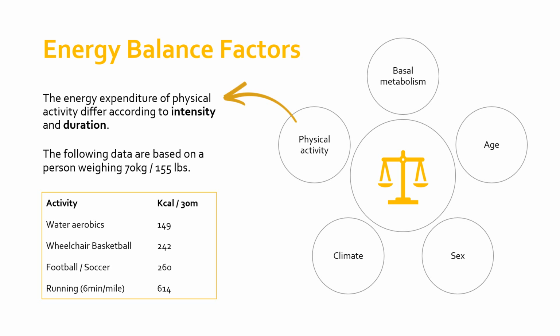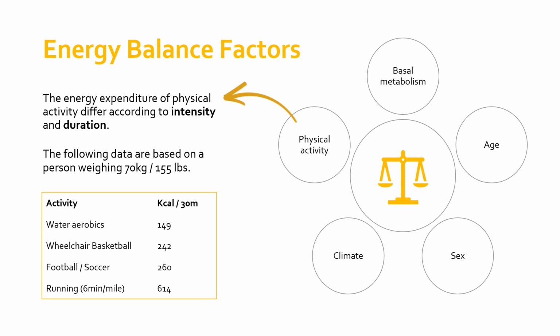And then running, so right up at the very, very intense end, if you're doing 6-minute mile pace, which is a very quick pace, if you were to do that for half an hour, you would expend 614 calories. And again, remember, kilocalories is specifically what we're talking about here.